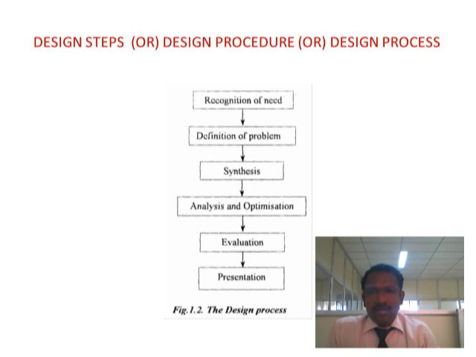After that, you have to go for prototype and testing. Once we get satisfactory results in testing, then we go for production. These are the design steps, or design procedure, or design process according to Shigley.